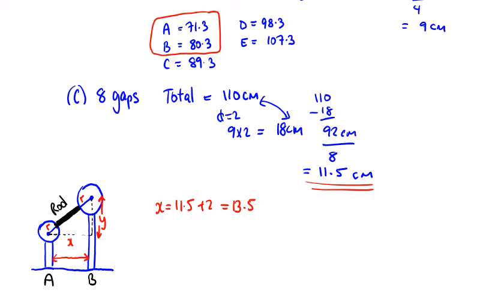The heights of the bars were this and this. Let's just do a little sketch of the heights of the bars. There's A, and there's B. It's obviously not drawn to scale. This is 71.3 and 80.3, and this distance here is the radius.